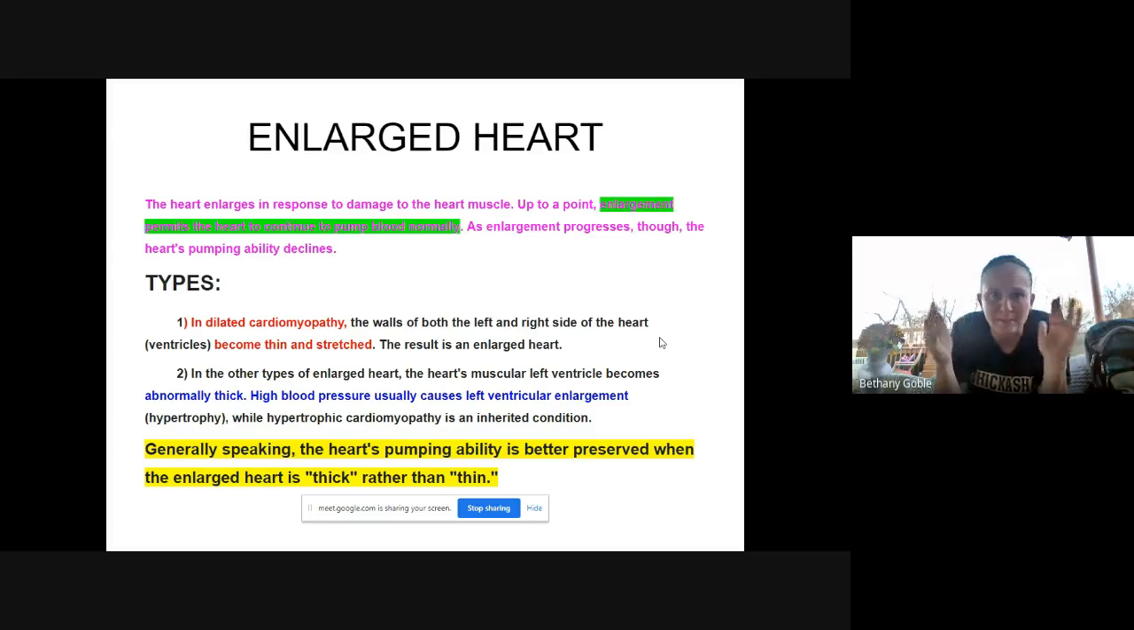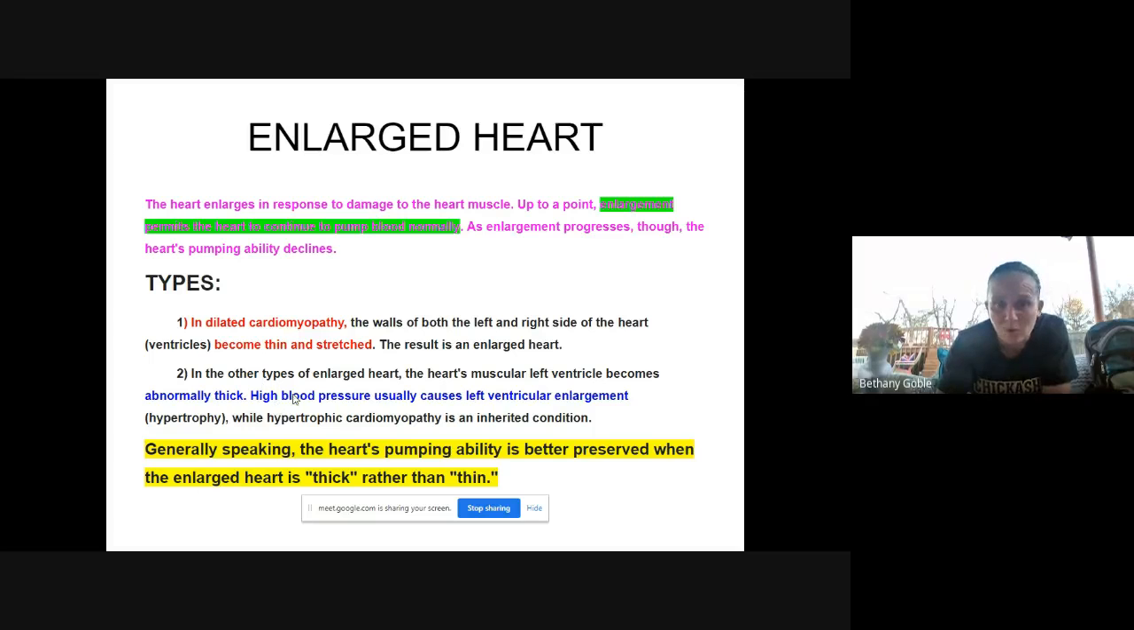So there's two types of enlarged hearts, okay? One of them is called dilated cardiomyopathy. Remember, myo is muscle, cardio is heart. Pathy means diseased. And dilated obviously means big, right? Dilated, okay?